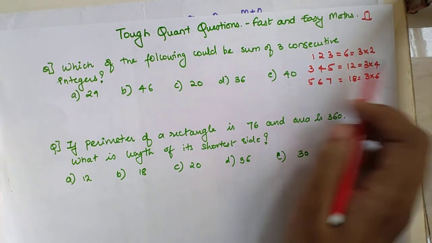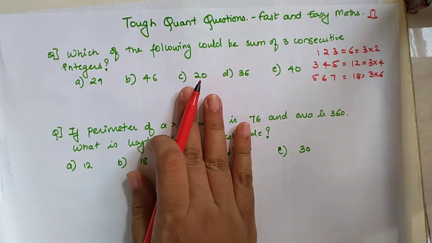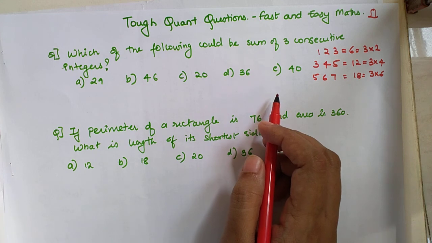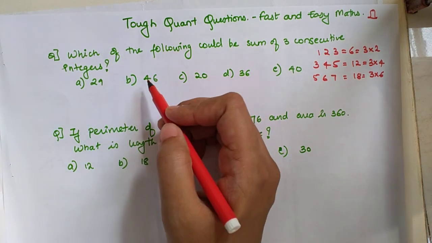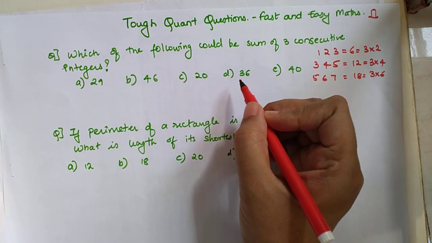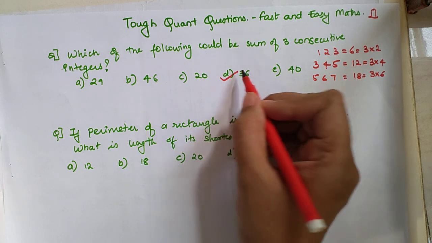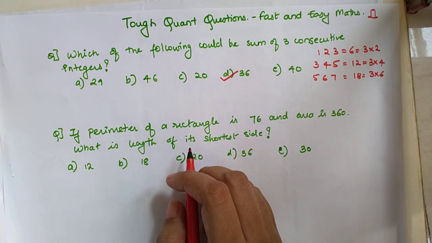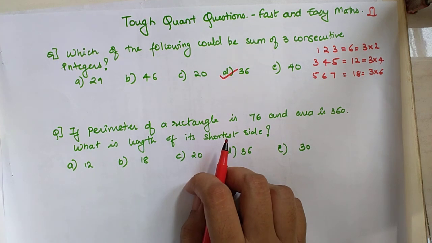So all you had to do was just check which number from these options is divisible by 3 completely. So we know 29 is not, 46 is not, 20 is not. Only option D, which is 36, is divisible completely by 3. So I can say option D is my answer for this question.